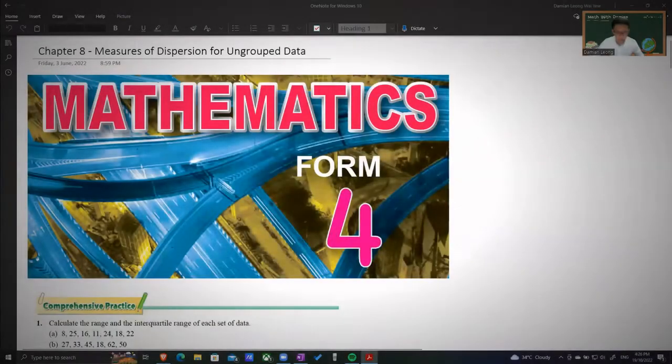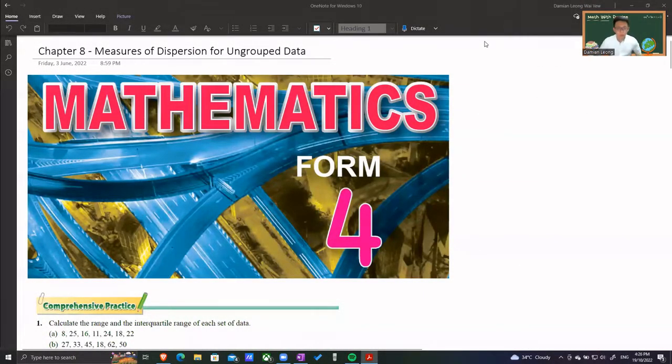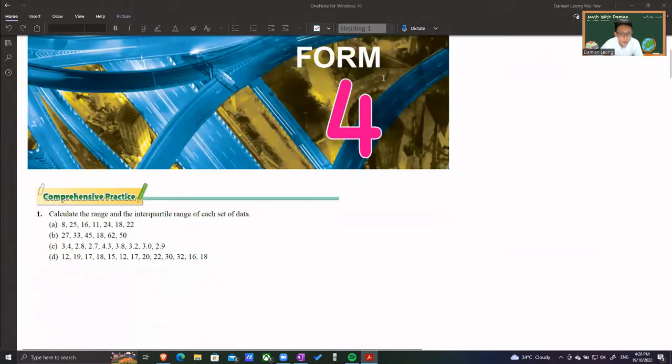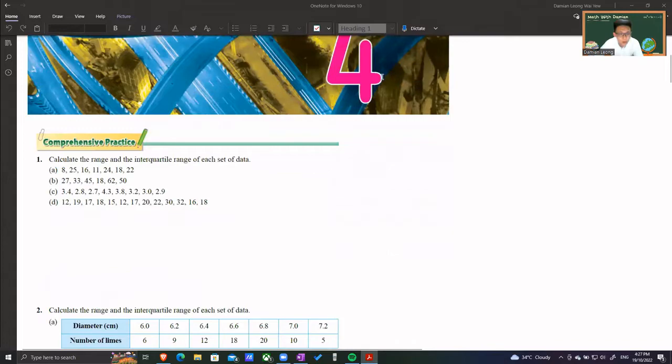So in this video, I'm going to go through the Form 4 Chapter 8. So without wasting any more time, let's go to the questions. Alright, let's look at the comprehensive practice for Chapter 8. Question 1. Calculate the range and the interquartile range for each set of the data.